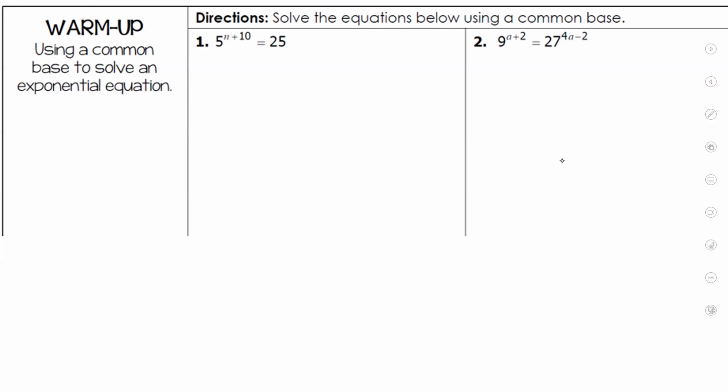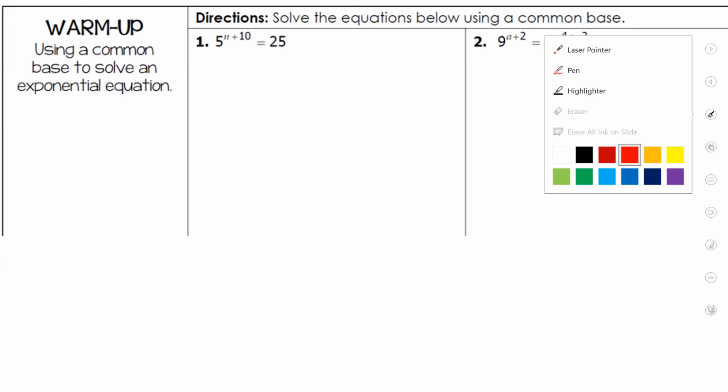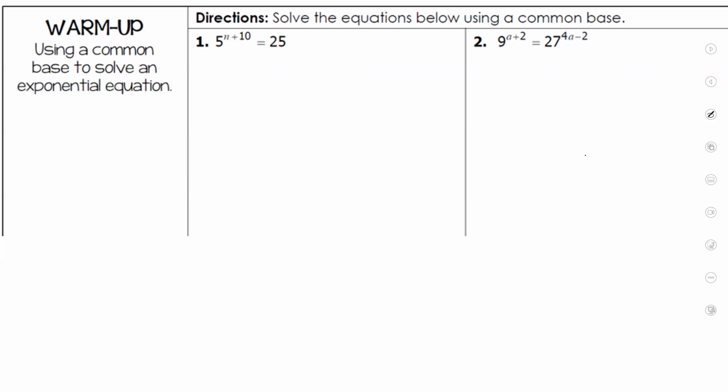Okay, so this is what we learned in the last lesson. We're solving exponential equations, and we're going to do so by making the bases the same. So here, my base is 5, and it's raised to the power of n plus 10. How can I rewrite 25 so that my base is 5? Yep, we're going to put a squared here. 5 squared is still 25. So we didn't change the value, we just changed the format.